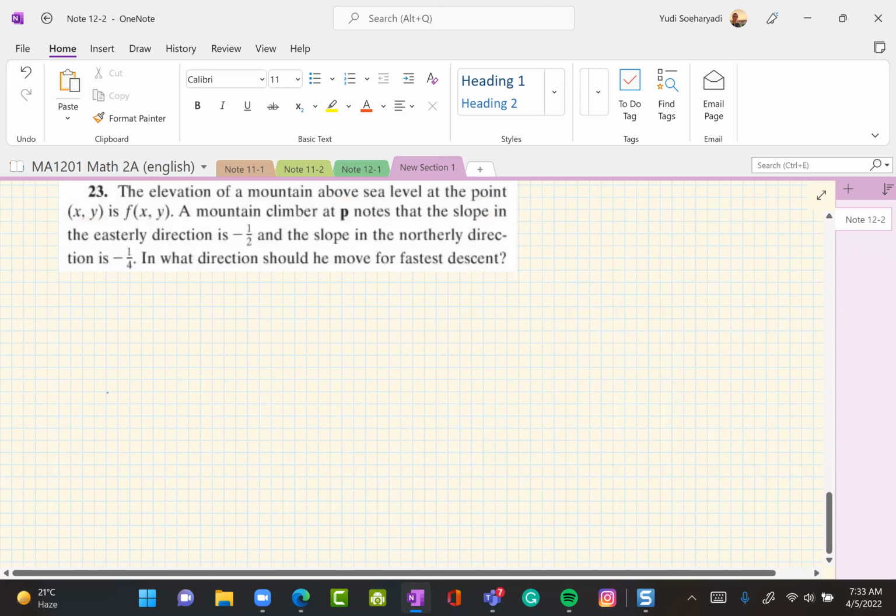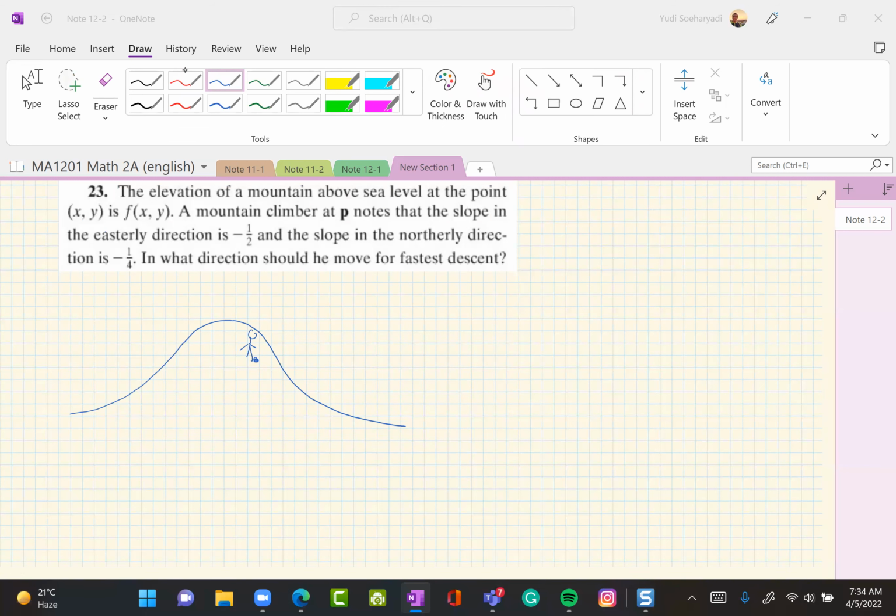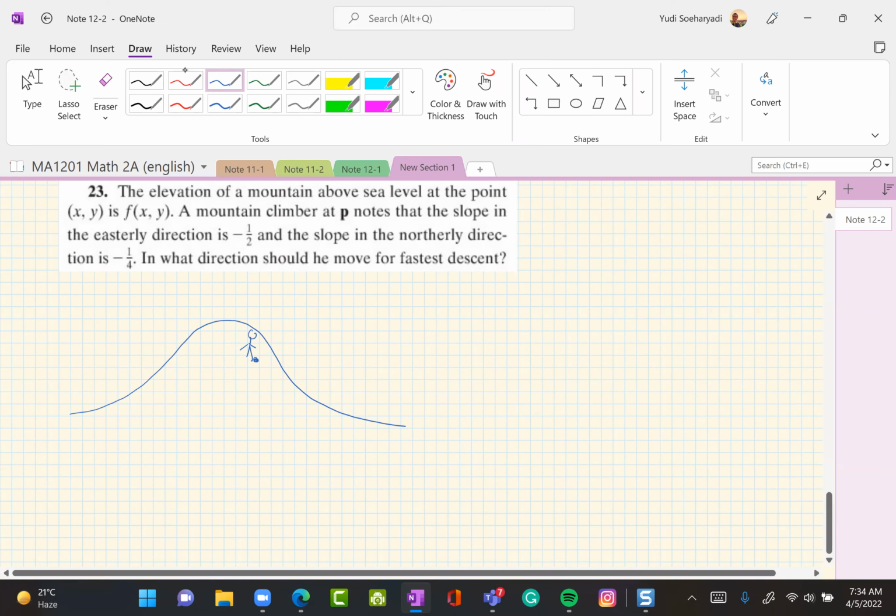Okay, so let's draw the picture. This is a mountain. The climber, say, is here. Then when he looks around, for example, in the easterly direction, where's easterly? Well, suppose east is there. So this is east.